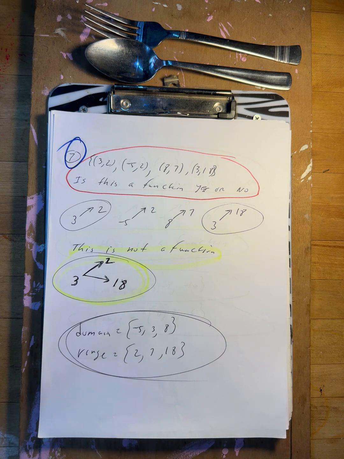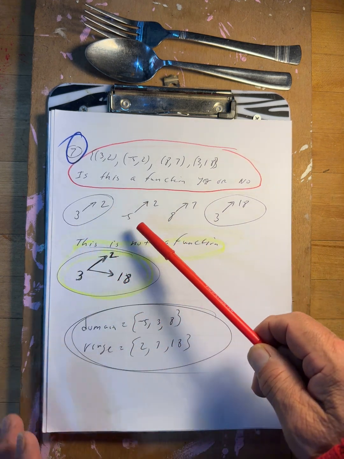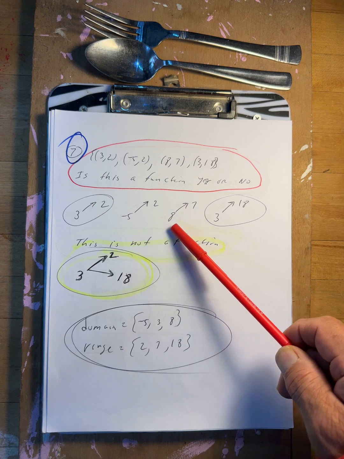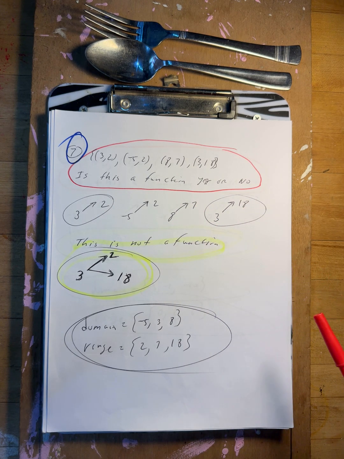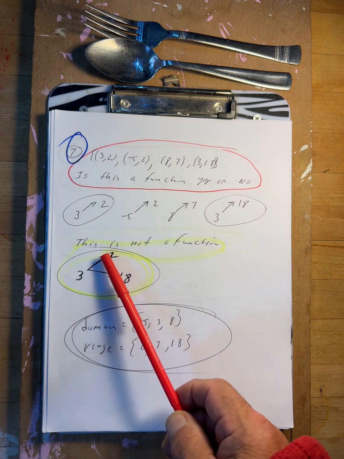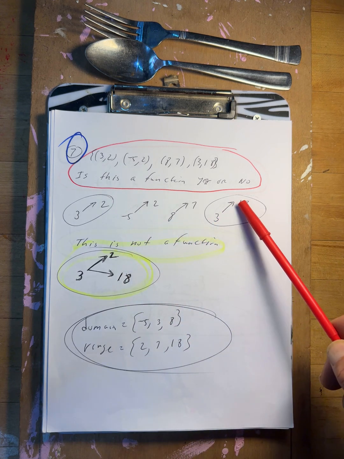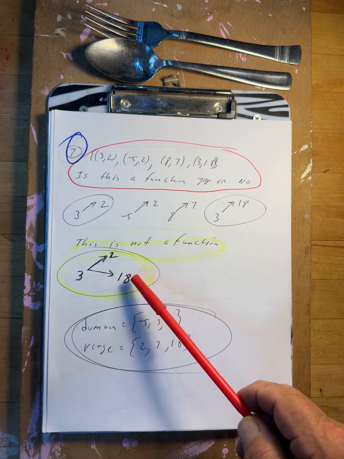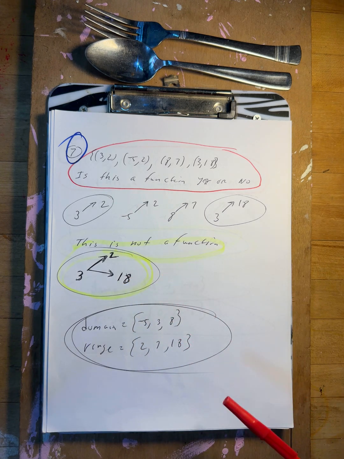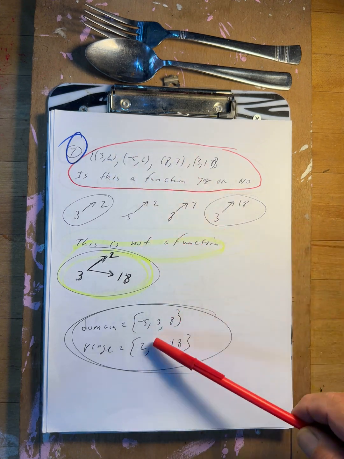Here it is. A relation. But is this a function? Yes or no? All right. We know that 3 goes to 2. That's all. It doesn't go anywhere else. Negative 5 goes to 2. 8 goes to 7. 3 goes to 18. That's it. So this is not a function because look, 3 goes to 2, but 3 goes to 18 also. Nope. That's not a function. Domain, all the first numbers. Range, all the second numbers.